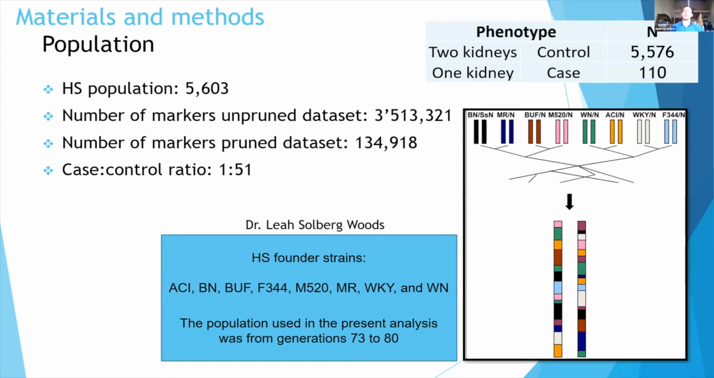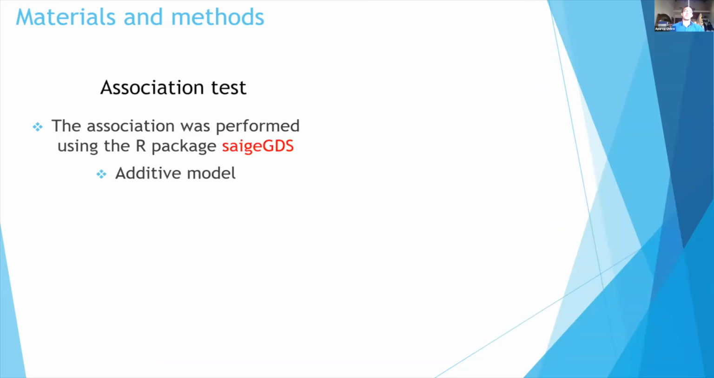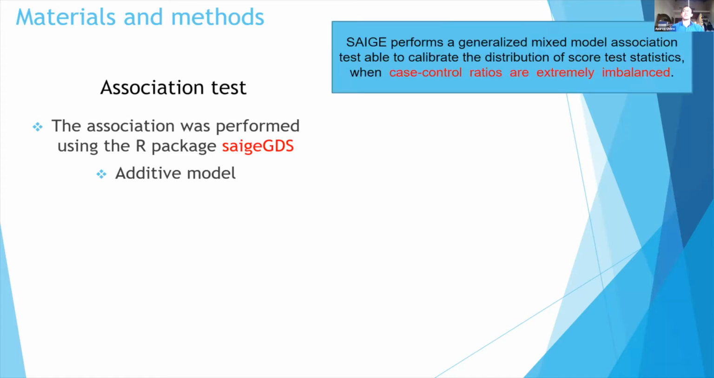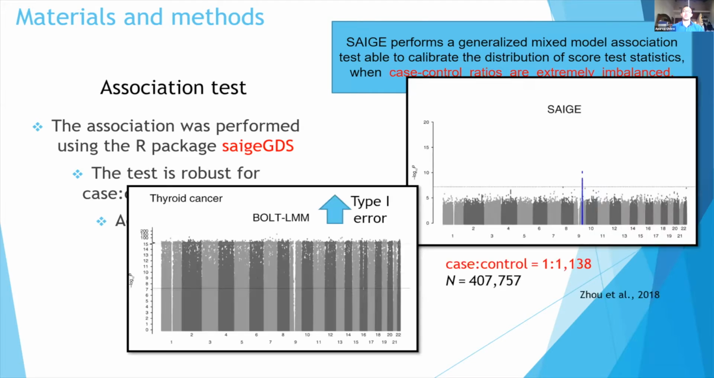You are already familiar with the HS population. I'm only going to talk again about the ACI strain. We used the R package SAIGE-GDS for the association test, applying an additive model for the association. This package is able to control the case-control ratio when it's extremely imbalanced, and it applies a generalized mixed model association. Here you have a comparison using the standard linear mixed model and SAIGE.